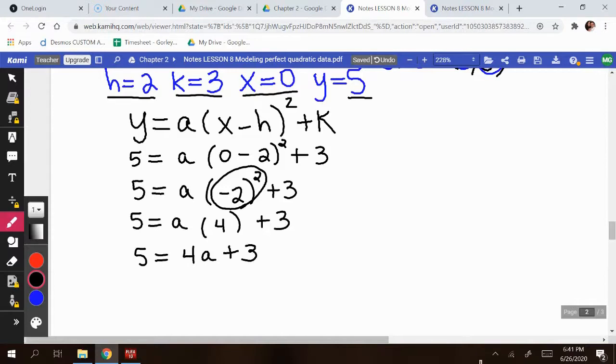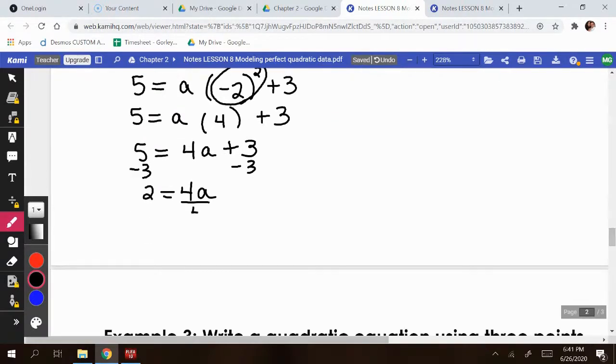Okay, and now we have to start getting a by itself. I've got to solve for a. So I'll subtract 3 from both sides. We get 2 equals 4a. And to finish getting a by itself, we divide both sides by 4, and we end up getting that a is 1/2. That's what 2 over 4 simplifies to, 1/2.